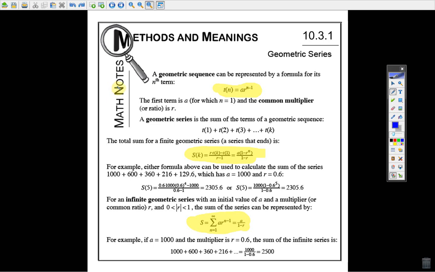Okay guys, welcome back. Today we're going to look at geometric series. This is Math Notes 10.3.1.